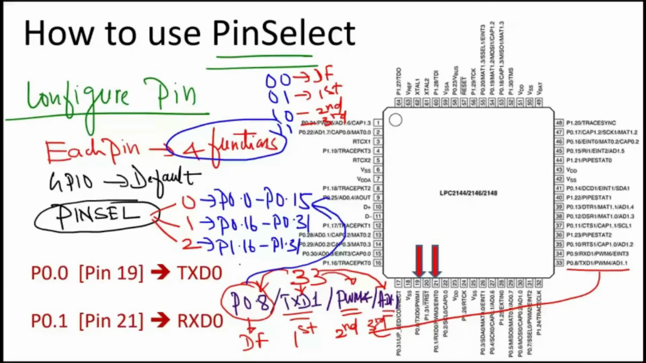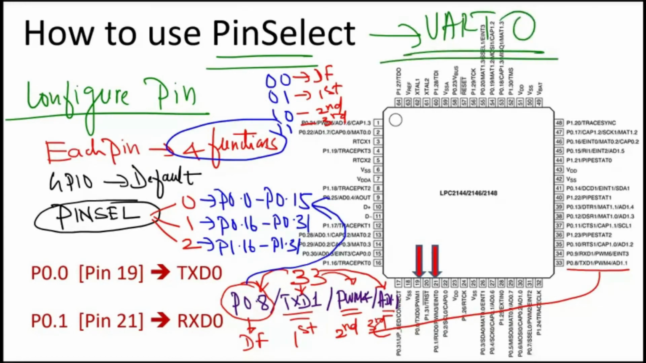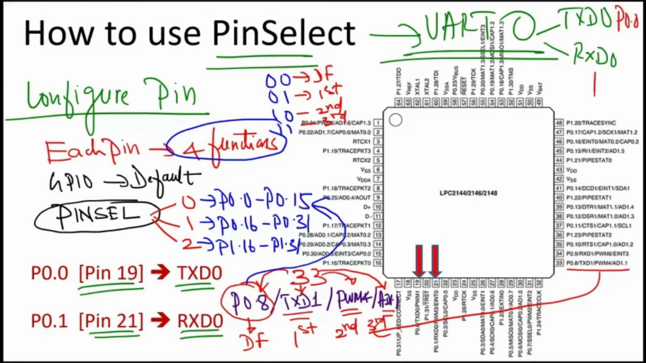What we are discussing here is UART 0. For UART 0, pin number 19 and pin number 21 carry the transmit and the receive pins. So for UART 0, we have one transmit data pin and one receive data pin. Transmit data 0, receive data 0. Transmit data 0 is port 0.0. Receive data 0 is port 0.1. So that is the information.